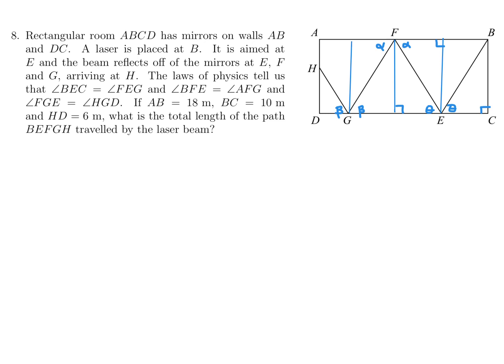So let's label the sides. AB, this whole thing is 18 all the way from A to B. BC, that whole thing is 10, and then this little guy HD is 6. D to G, I'll just call that A. And this E to C, I'll call X. Now, I need to figure out how to label from here to here, and then from here to here. That's going to take an understanding of what the angles are here.